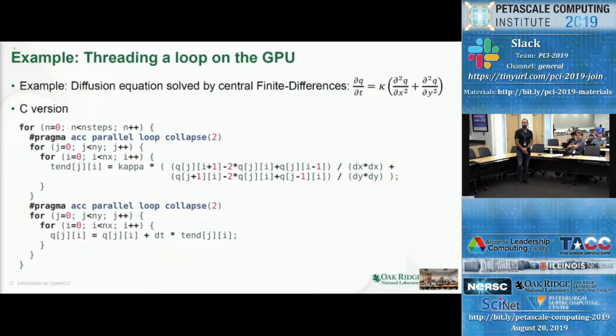This is what it would look like in C, where you loop over a number of steps, and you collapse a couple of loops down to calculate the tendency and to apply the tendency to the state.